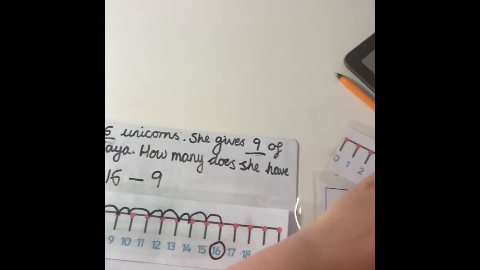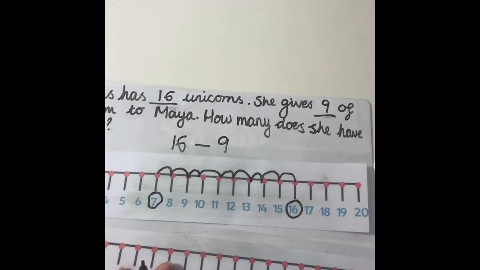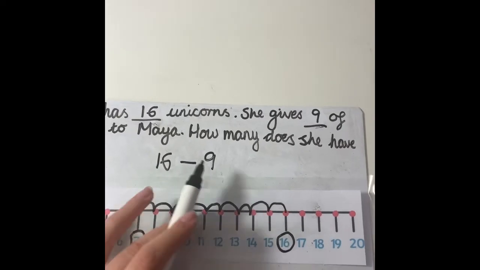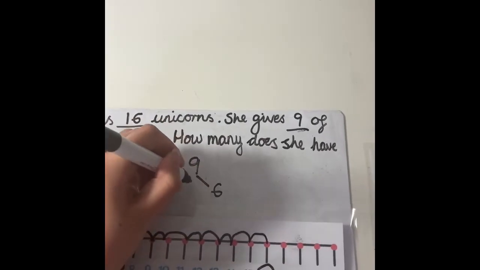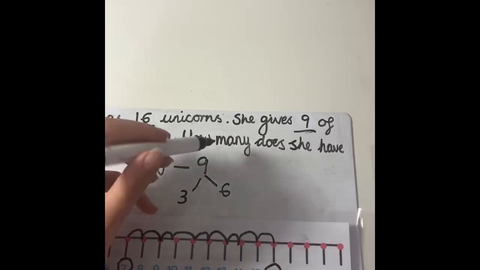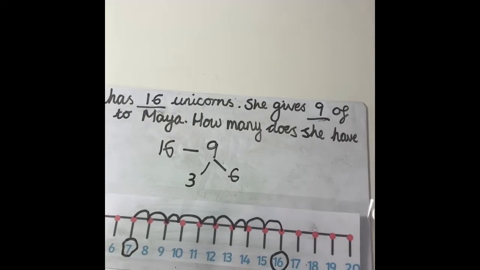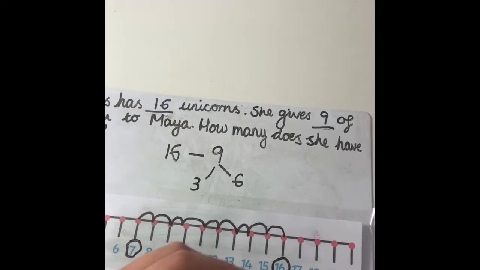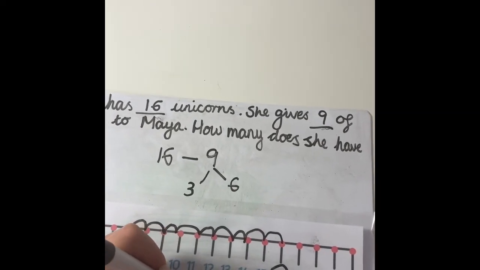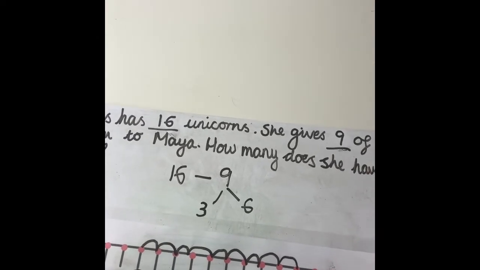Or we could do it this way. I know 16 take away 6 would equal 10, and then take away another 3, because 6 add 3 equals 9. So let's try it. 16 is my biggest number. Go back 6 to 10. Then go back another 3.